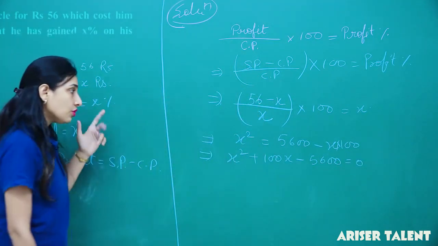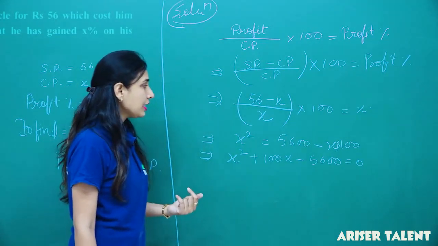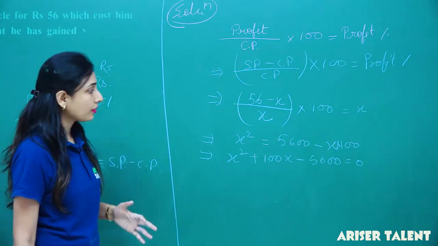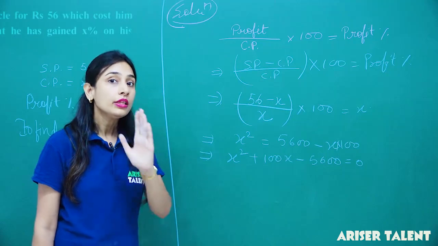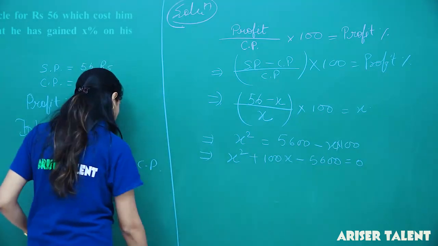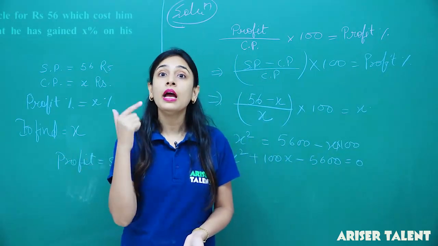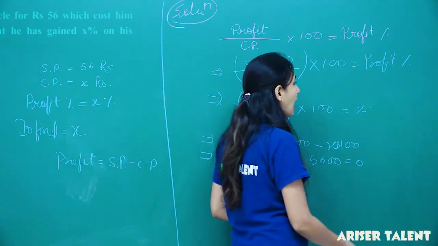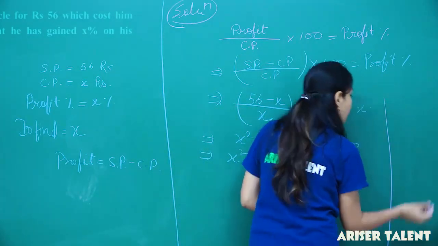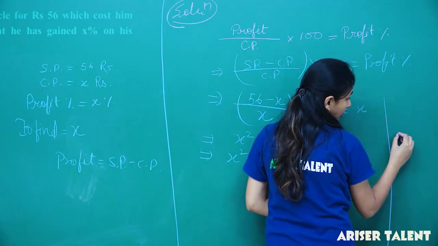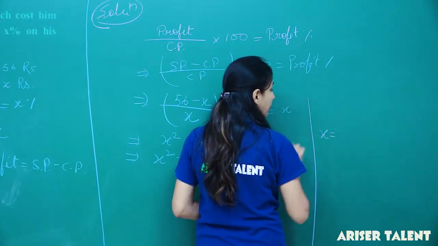Right students? I could factor, but it will take a long process. So I'll use the Sridharacharya formula. You all should know it, and if you don't, go back to my lecture 1 and learn the Sridharacharya formula. I guess it's in lecture 2 of this chapter. This formula gives the roots of the equation. So the value of X here will be what?